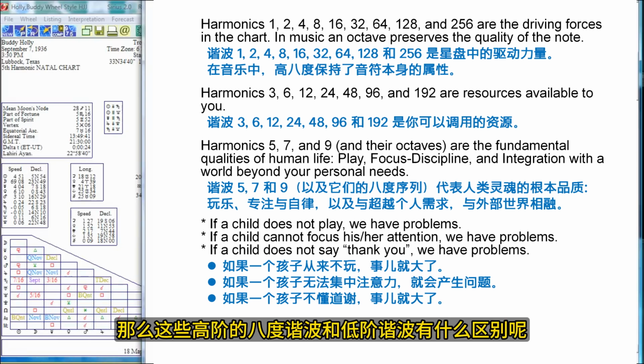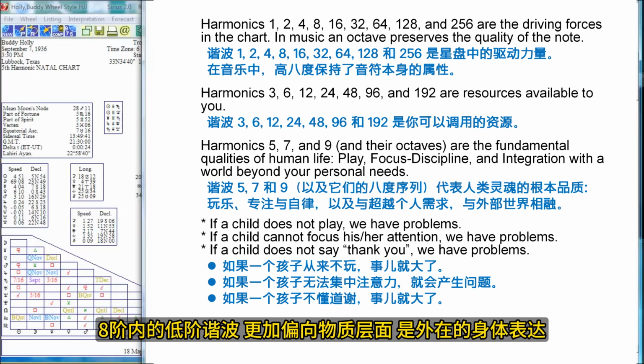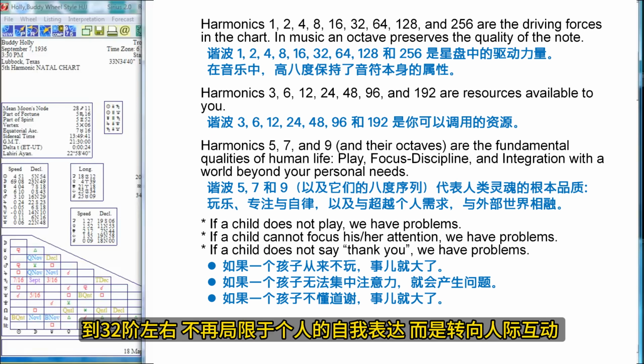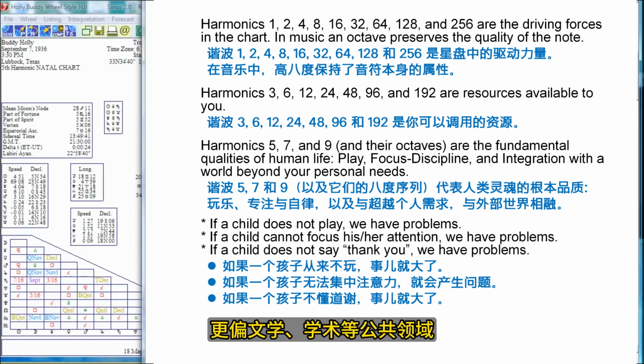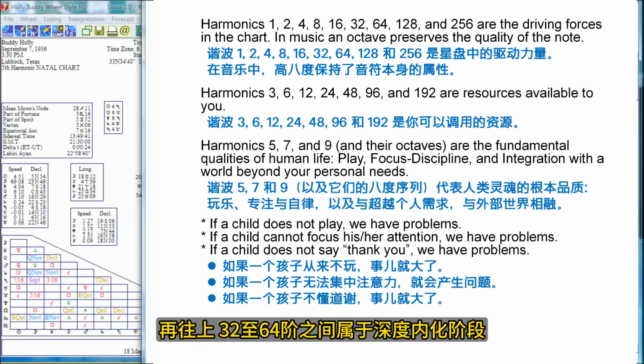What's the difference between these higher octave harmonics and the lower ones? The higher ones become more internal, and by internal I mean more mental. The low ones, up to about 8, are more physical, like physically expressive. And then up to about 32 is more interpersonal, less bound to your own personal expression, more often inclined to things like literature, academics. It's not as personal. It's ideas, things beyond your own personal security and so on.